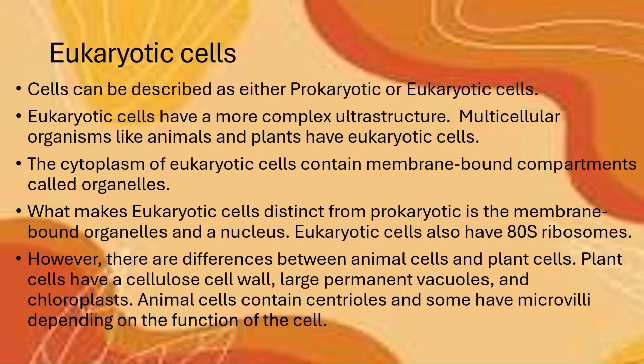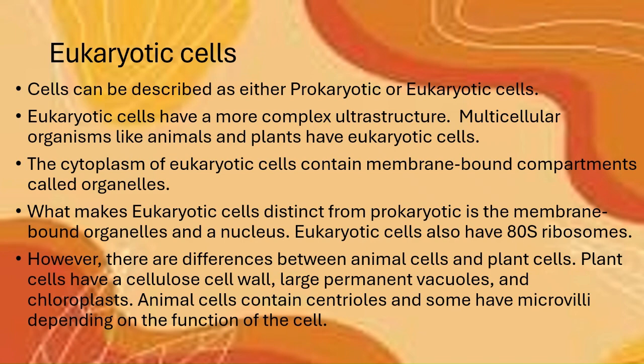Cells can be described as either prokaryotic or eukaryotic cells. Eukaryotic cells have a more complex ultrastructure. Multicellular organisms such as animals, plants, and fungi usually have eukaryotic cells. The cytoplasm of eukaryotic cells contains membrane-bound compartments called organelles. What makes eukaryotic cells distinct from prokaryotic cells is the membrane-bound organelles and a nucleus, which are features that prokaryotic cells do not have. There's also a distinction in the ribosomes. Eukaryotic cells have 80S ribosomes, and prokaryotic cells usually have 70S ribosomes.